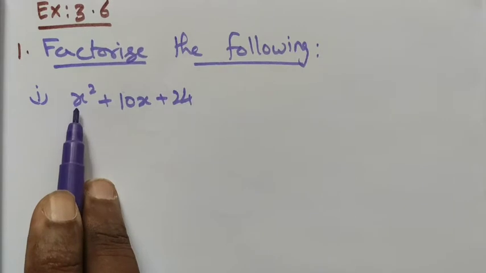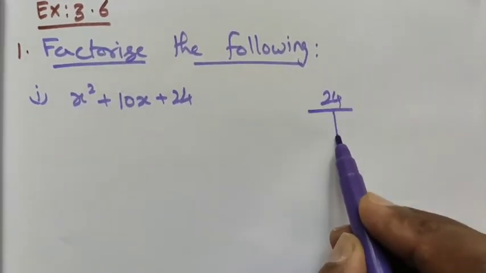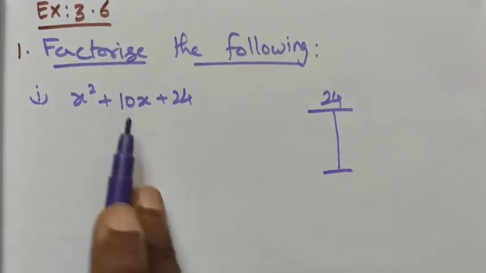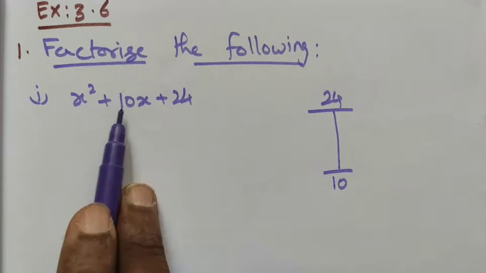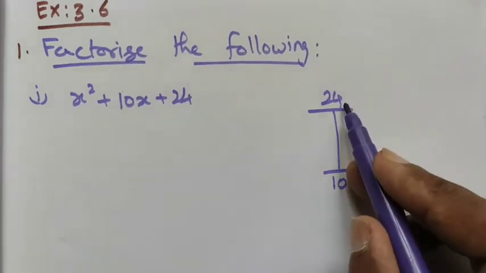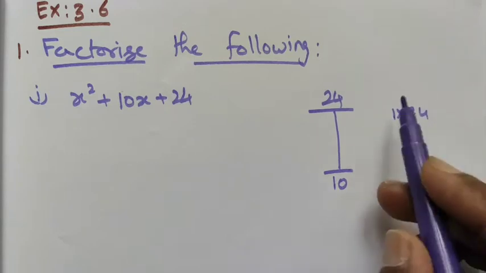See, the coefficient of x square is 1. So 1 into 24 is 24. If you multiply, we need 24. If you add the factors, you need 10. So first of all, we have to write the multiples of 24, 1 into 24, right?